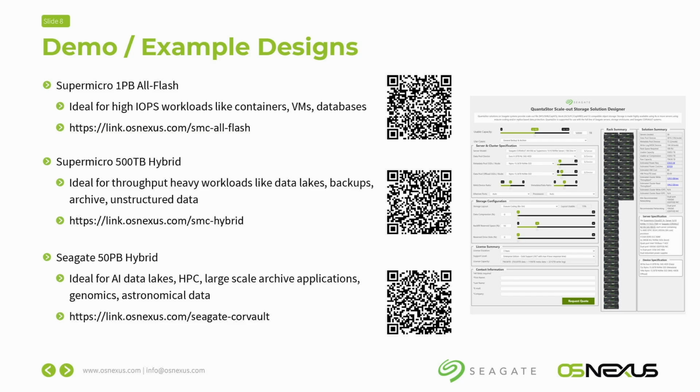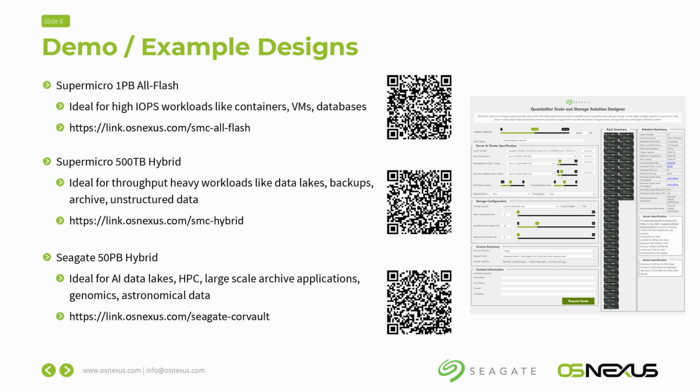So I'm going to go through, to wrap up, 3 example designs. We'll start with a 1 petabyte Supermicro all flash, and then we'll go from there to looking at a 500 terabyte hybrid. So the all flash is a great example for Kubernetes and OpenStack, all these types of virtual machine workloads where you're going to want an all flash configuration to focus on that IOPS.